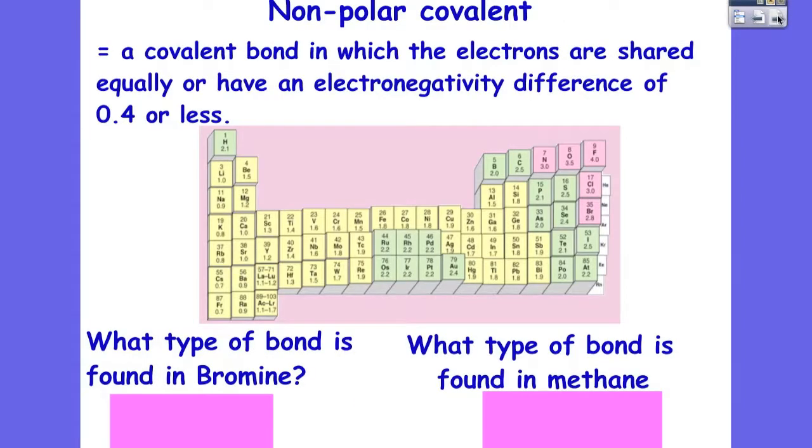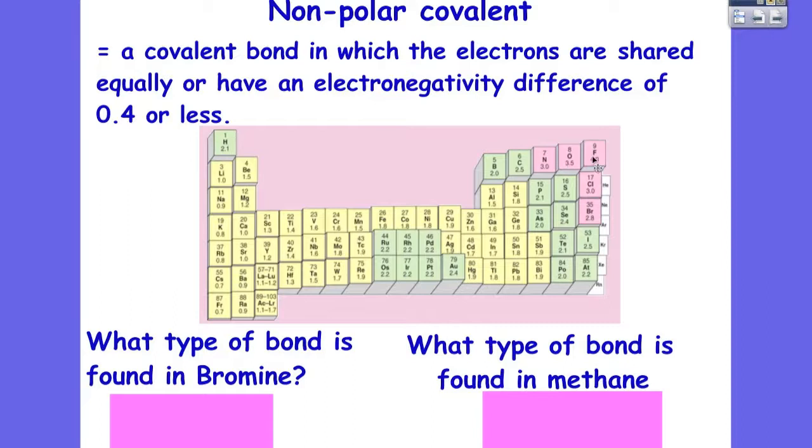Sometimes we have nonpolar covalent, which is a covalent bond where the electrons are shared equally. How can you tell if the electrons are shared equally or not? We're going to look at the electronegativity difference, and if this is 0.4 or less, then we're going to have a nonpolar covalent bond. Let's do an example of this.